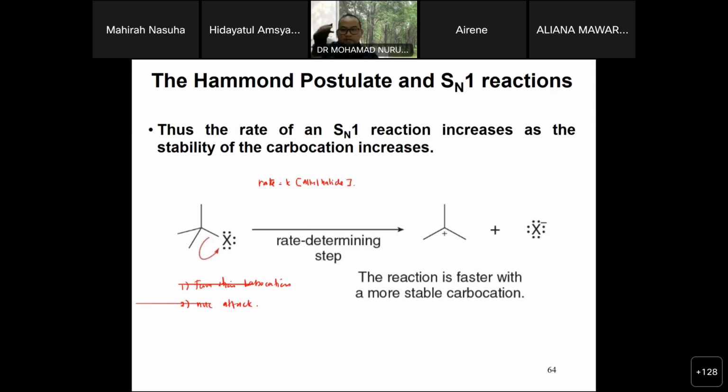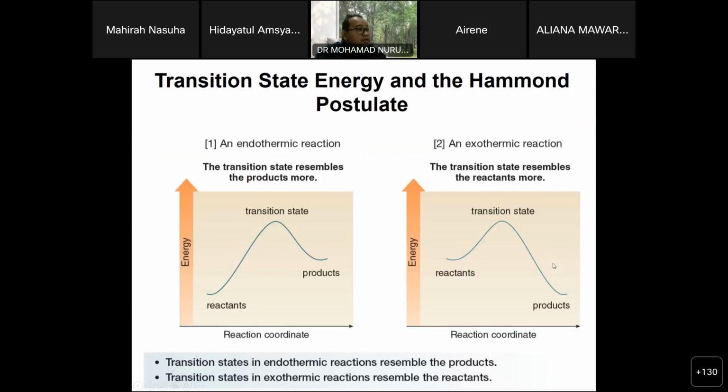Sorry, I'm just using a drawing pad, so sometimes it happens like this. We can say the tertiary carbocation will react fastest because it has a stable carbocation. Anybody who has a highlighter, you can use it. So, transition state energy and the Hammond postulate.